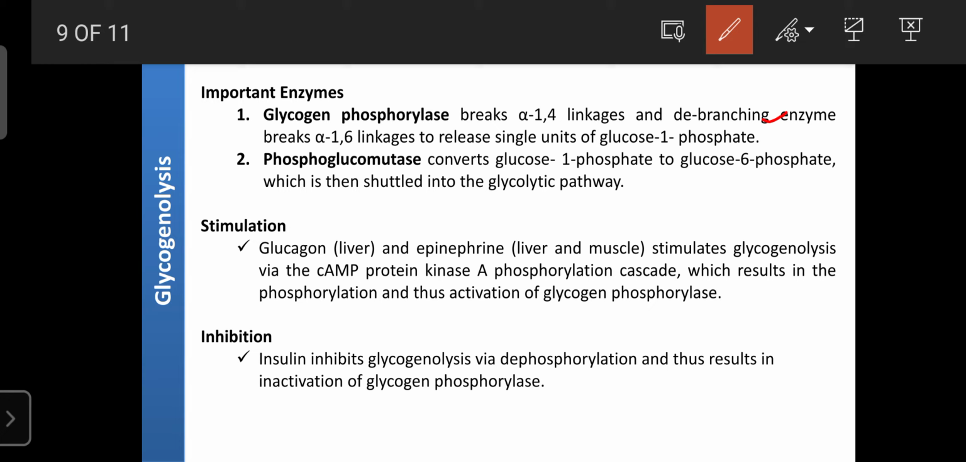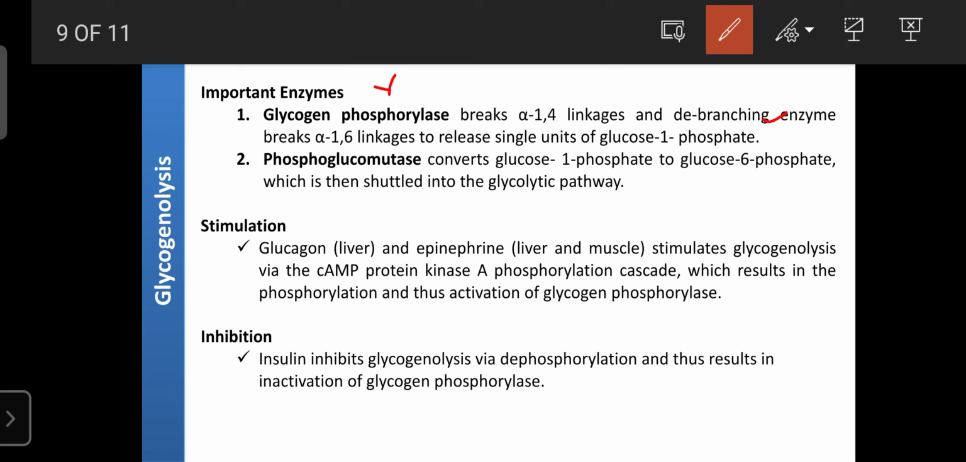If any drug or molecule in a diabetic patient inhibits the glycogen phosphorylase enzyme, that drug acts as an anti-diabetic drug, or that molecule is helpful for the treatment of diabetes mellitus. Okay, so the next enzyme is phosphoglucomutase.